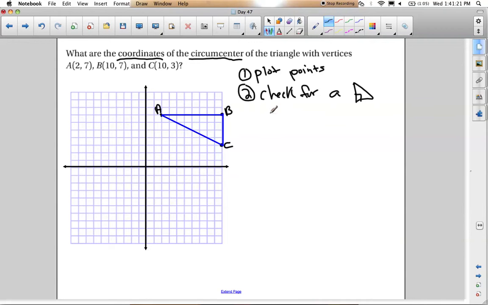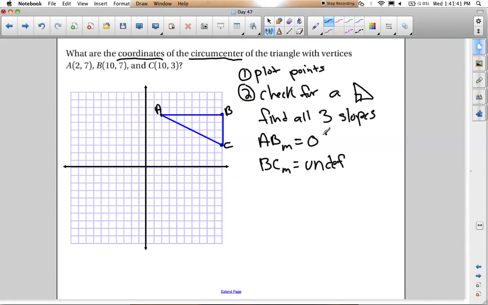Checking for a right triangle, that means you have to find all 3 slopes. Okay. So AB slope is 0. BC slope is undefined. Why is this 0, you might be asking? Because it's a horizontal line. Why is BC undefined slope? Because this is a vertical line.